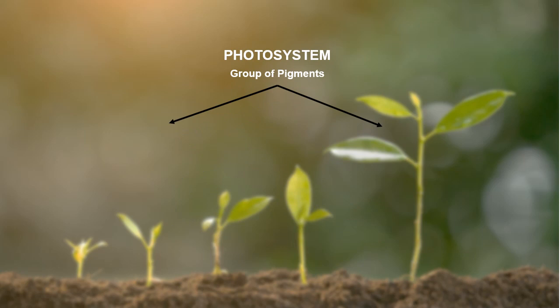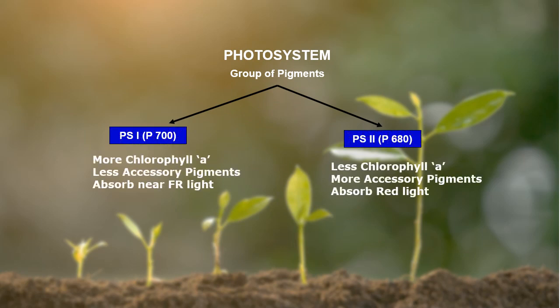Photosystem comprises a group of pigments. It is divided into two: photosystem 1 and photosystem 2. Photosystem 1 has the wavelength range of 700 nanometer and photosystem 2 has the wavelength range of 680 nanometer. The presence of these two photosystems has been proved through the red drop and Emerson enhancement effect.